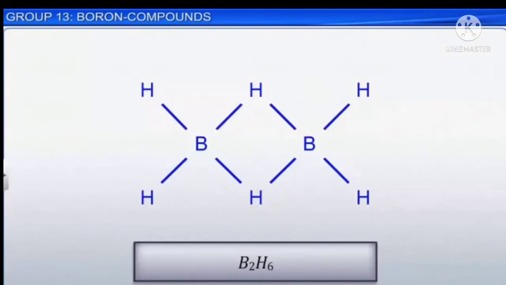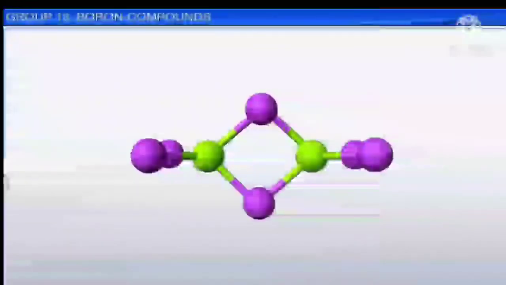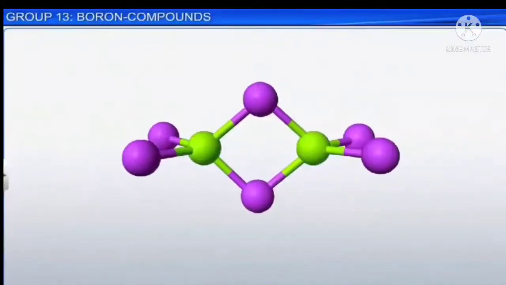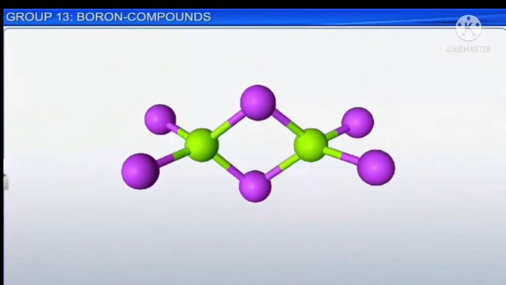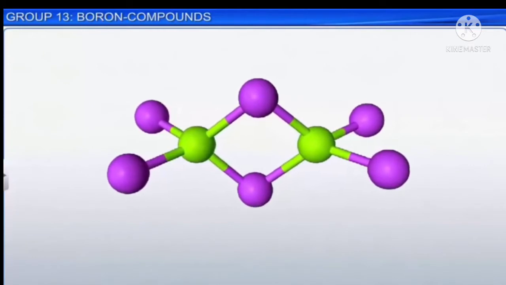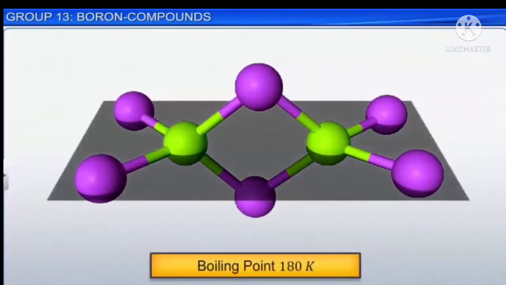B2H6, whose structure is illustrated here, is another important compound of boron. Boranes are a class of compounds containing only boron and hydrogen. Diborane is a colorless, highly toxic and extremely reactive. This colorless and highly toxic gas has a boiling point of 180 Kelvin.